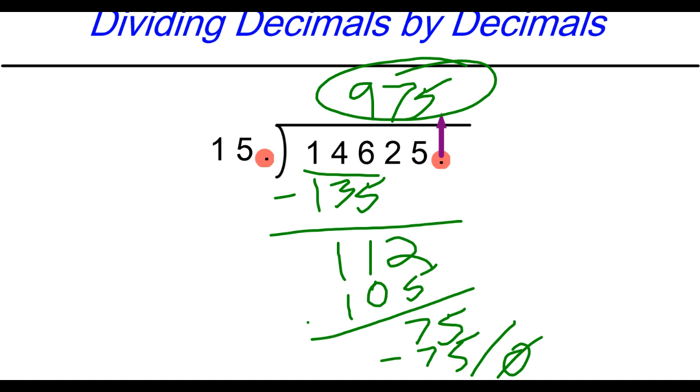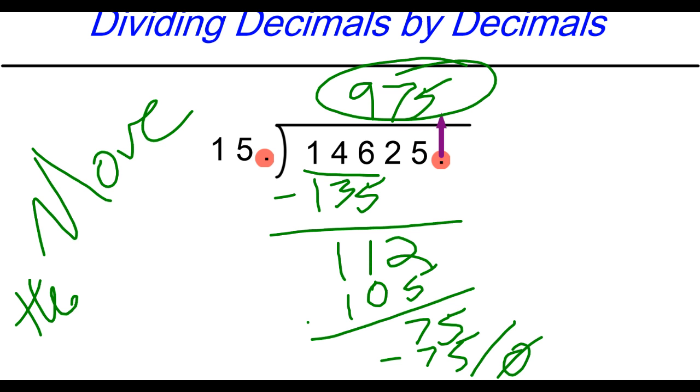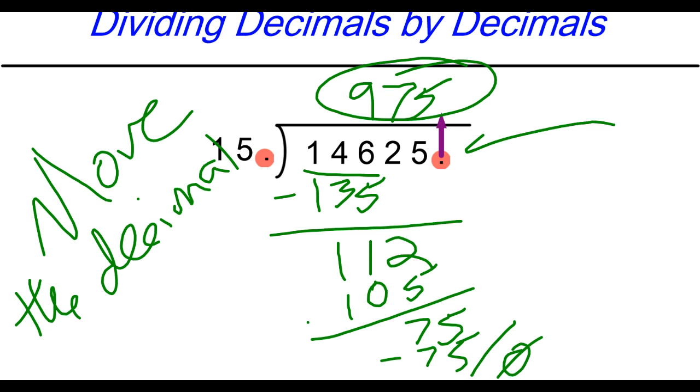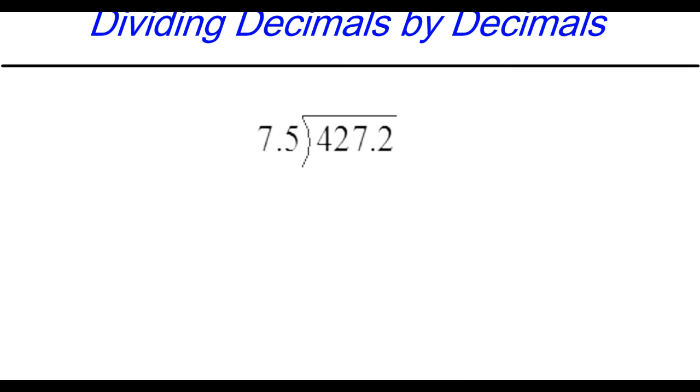0.15 goes into 146.25 975 times, not 9.75, which is what the answer would be if we left the decimal places as they are. We have to move the decimal. But we don't care if there's a decimal in the dividend. This number is fine. We can have a decimal there. It's just the divisor that can't have a decimal. So let's take a look at one more example of that.